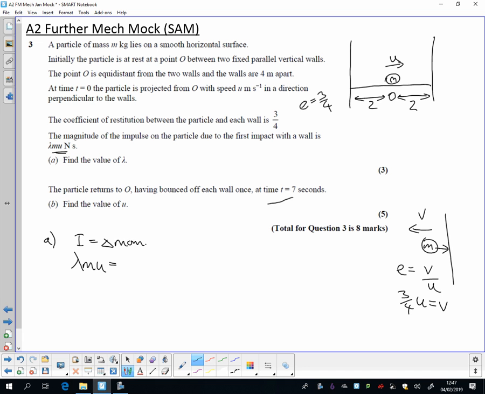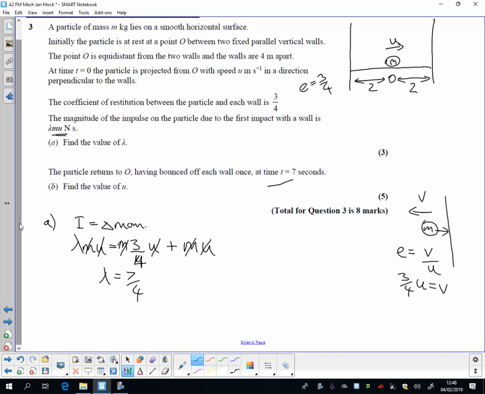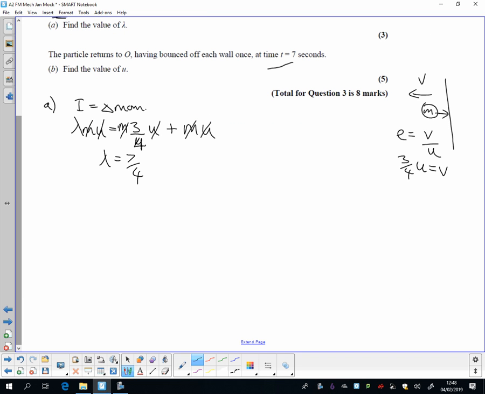So its change in momentum. Well, after it's hit, it's going to have a velocity of 3/4 u, and that's going to be in the opposite direction to which it approached. So its change in momentum is mass times 3/4 u, plus the mass times u, as it's changing direction. So we're going to add those. All the m's are going to cancel out, all the u's are going to cancel out. So you're going to get lambda is 7/4. Right, that was only 3 marks, so a slightly shorter question.